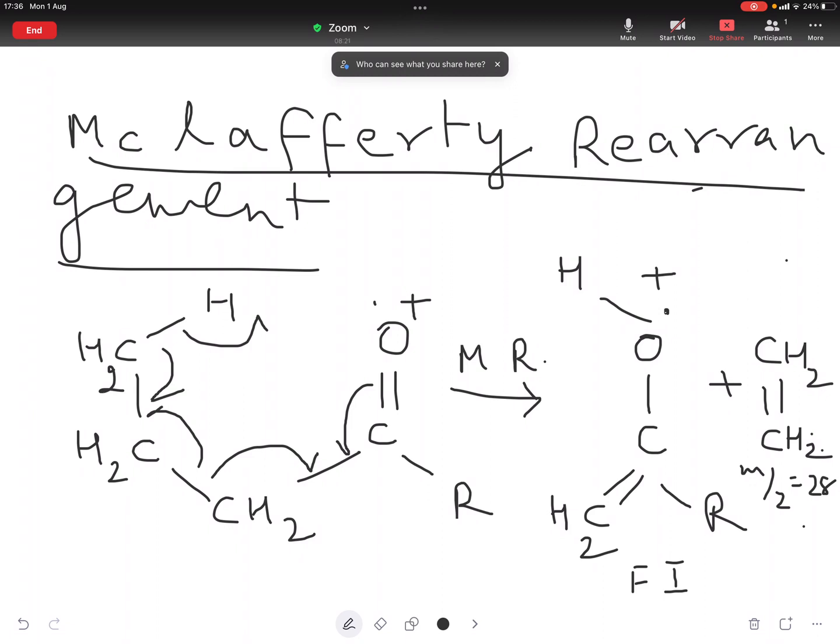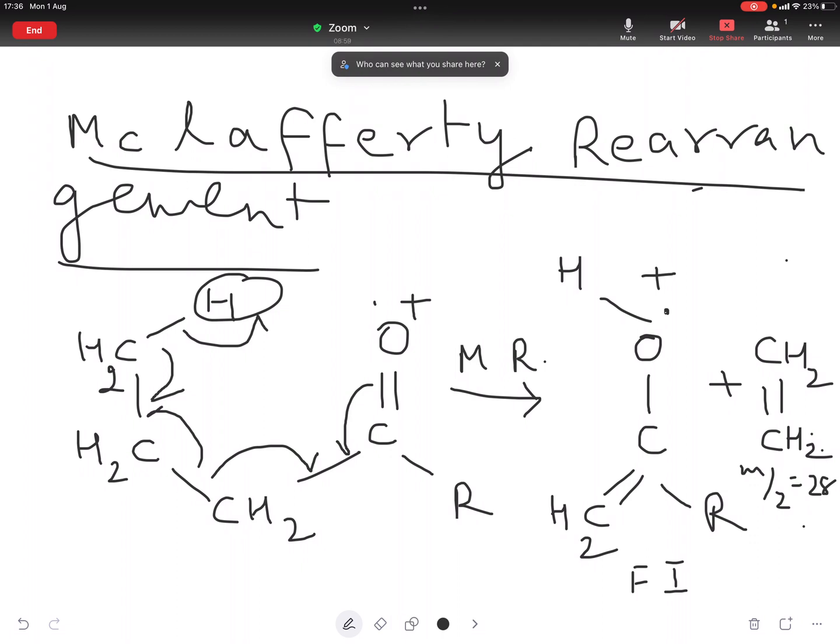So, beta cleavage of a bond with gamma hydrogen rearrangement. This is gamma hydrogen. Gamma hydrogen rearrangement to form a cation radical. This is the cation radical, and a neutral molecule is called McLafferty rearrangement. This happens in those compounds which contain a gamma hydrogen with respect to a multiple bond.